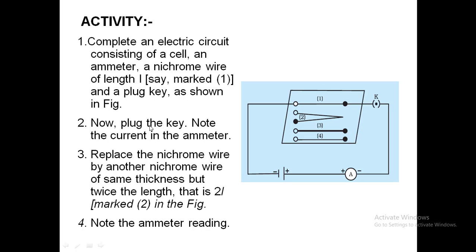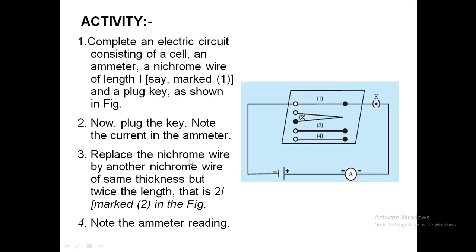Now plug the key. Whenever you close the key, what happens? The current starts flowing through the circuit because of the potential difference developed across the terminals of the battery. Current always flows from higher potential to lower potential. Note down the current with the help of the ammeter connected in the circuit.